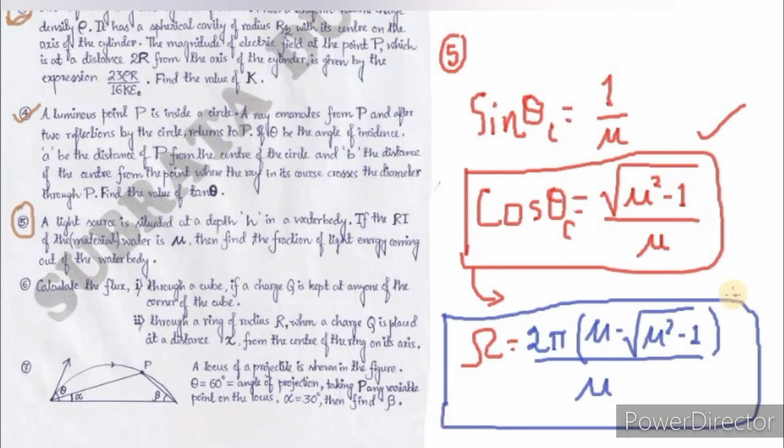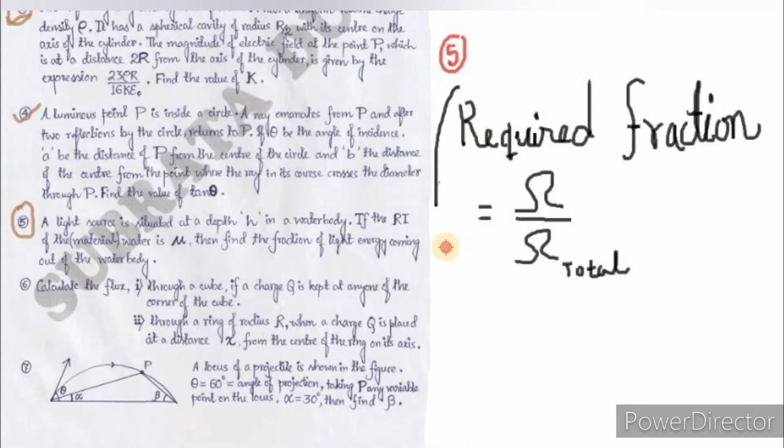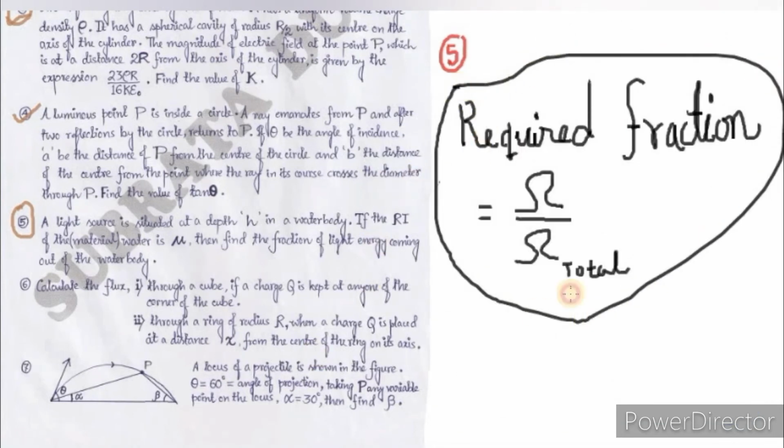Here actually the fraction means the ratio of the solid angle through which the light is coming out of the water body to that of the total solid angle, because light is distributing all over the sides but coming out only through the theta c semi-vertical angle conical section. So we have got our required solid angle, that is 2 pi into mu minus root over mu square minus 1 by mu, and total solid angle we know 4 pi. Okay, you can find this value also by putting theta equals pi in our solid angle formula, 2 pi into 1 minus cos theta. So our required fraction should be the ratio of the solid angles.